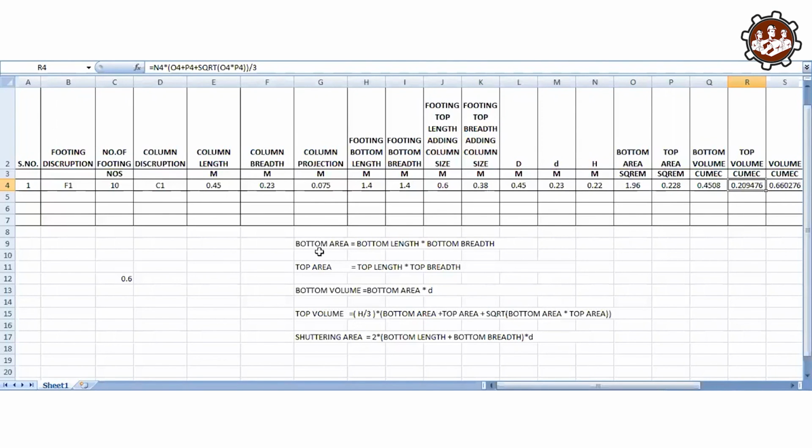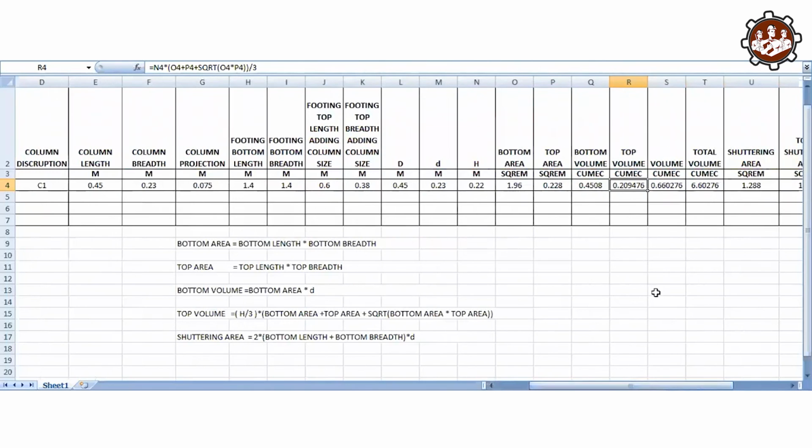Okay, h by 3, so this is your h, then we multiply by the bottom area plus the top area plus the square root of bottom area into top area, so we get the top volume, that is the tapered section. After this we add the top volume and bottom volume to get the volume of one isolated footing. So this is the volume of one isolated footing.